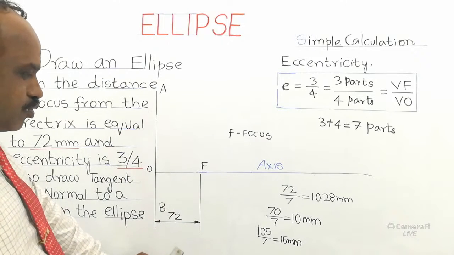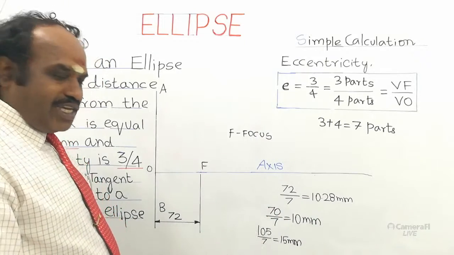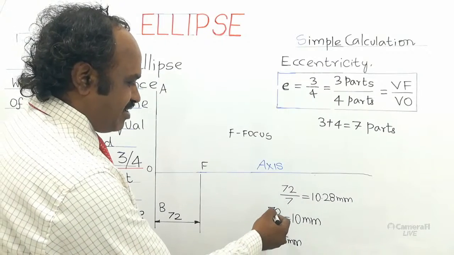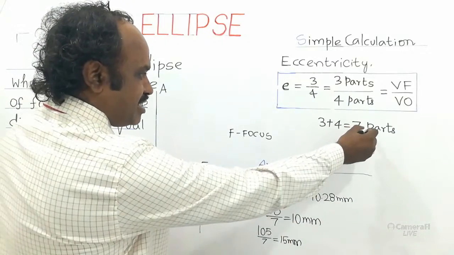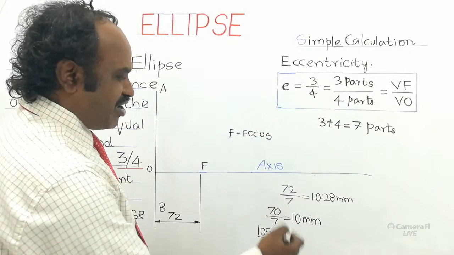Suppose I choose 70 mm. You need not take only 70. It may be 200, 50, 70 like that. Now if I take 70, 70 divided by 7, the total number of parts, gives 10 mm. Okay, suppose you take 140, what will you get?